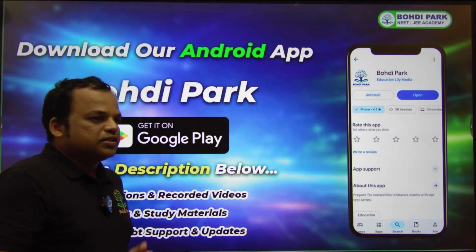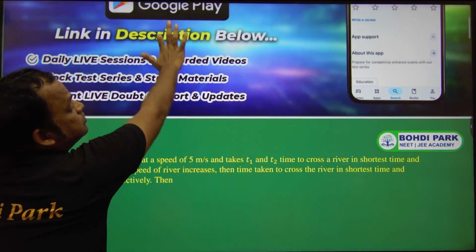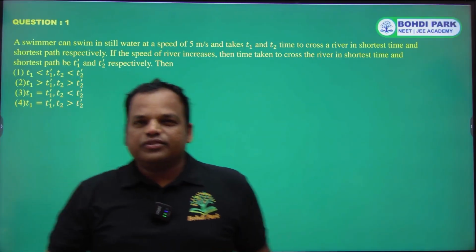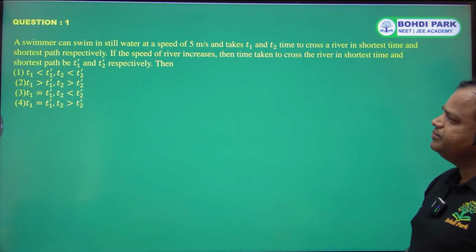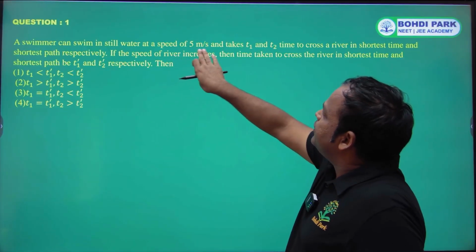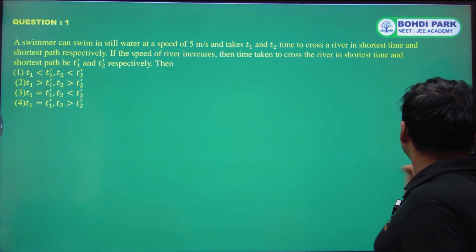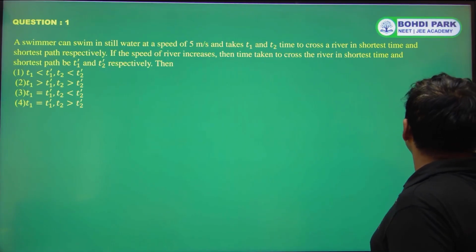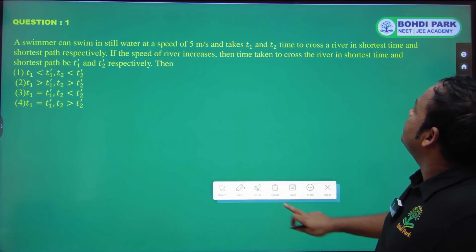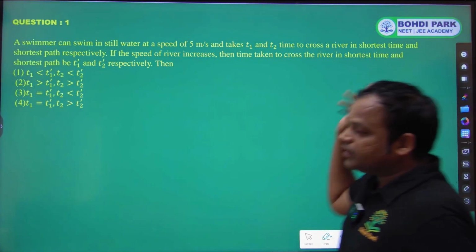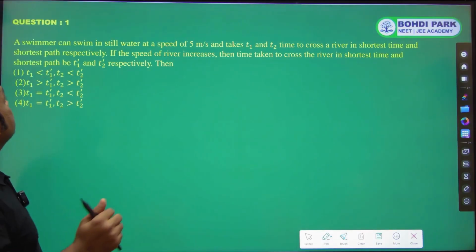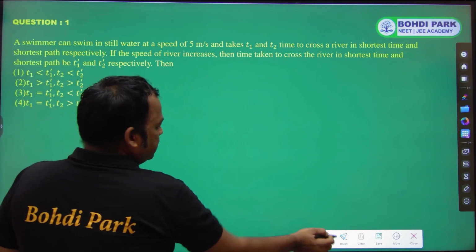So let's start with the first question. A swimmer can swim in still water at a speed of 5 meters per second. Takes T1 and T2 time to cross a river in shortest time and shortest path respectively. What do you mean by this?